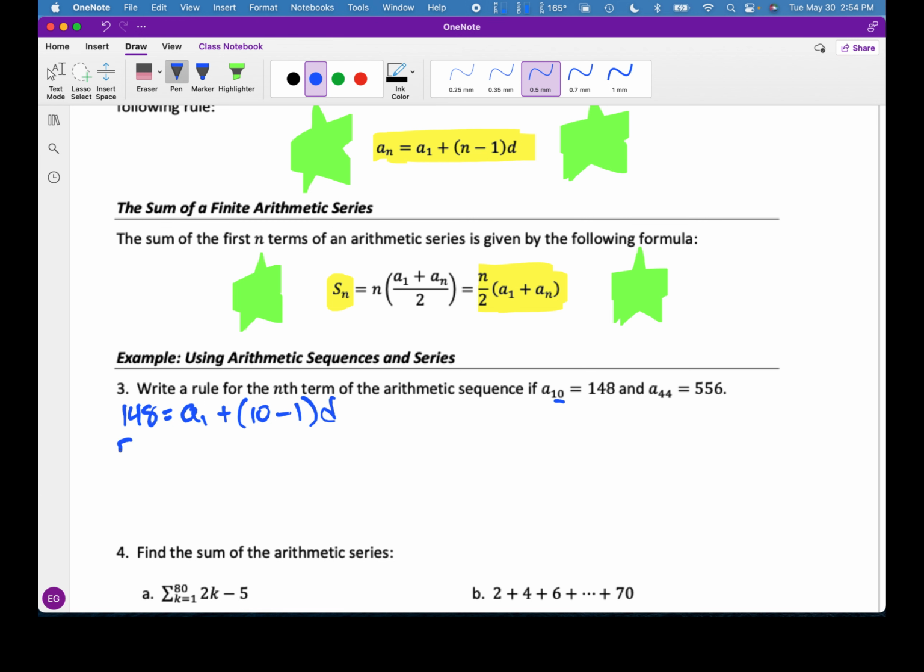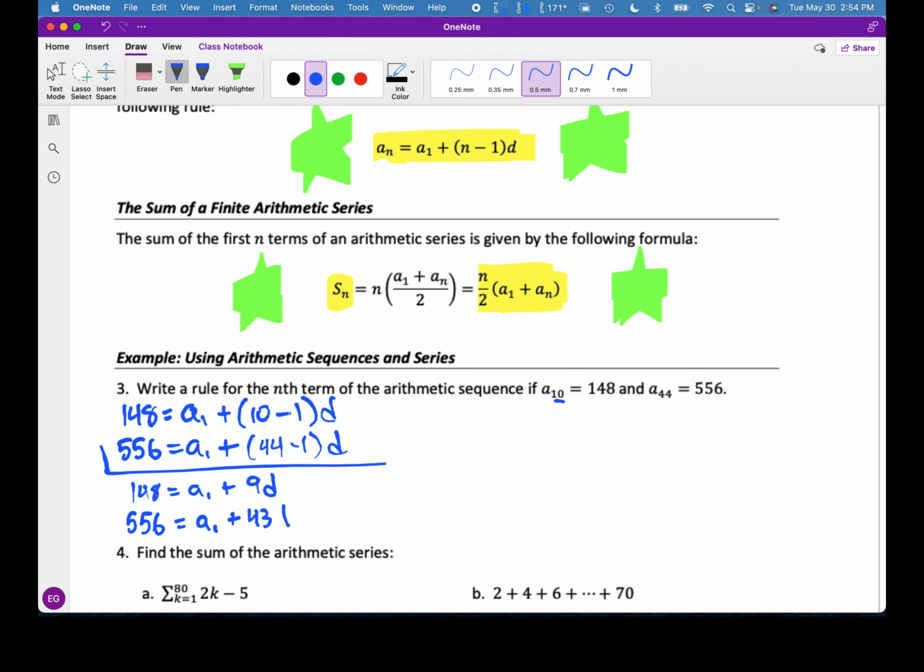I'm going to do the same exact thing with the other point, so the other term I mean. So 556 equals A1 plus, this time 44 minus 1 times d. And then I just like to clean this up first. So it's basically just a rewriting step where I just write it as 9d and then the other one as whatever that number is that I can totally do in my head. There we go, 43. Now we have a system of equations, so we're just going to subtract these things.